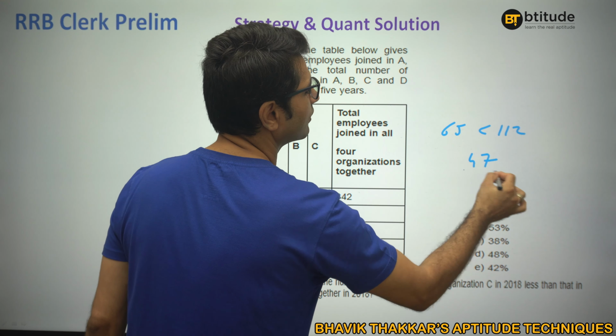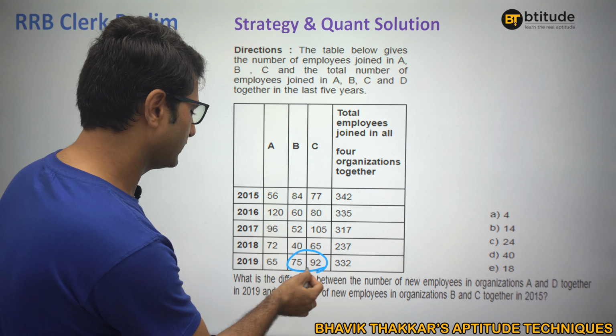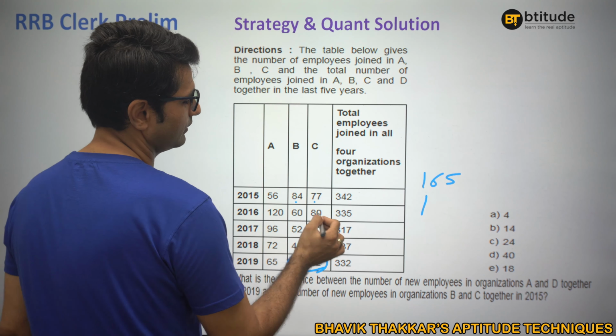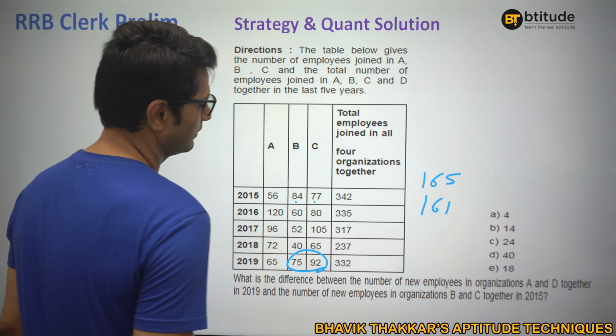A and D together in 2019. A and D together, that means total minus B and C. 332 minus 167. So 165. Difference between that and number of new employees in B and C in 2015. The total would be 171. What, isn't it? 16. Yeah, just a minute. 161. Sorry. 161. Yes. Difference is 4. That's it. Right? Pretty easy. Nothing there.